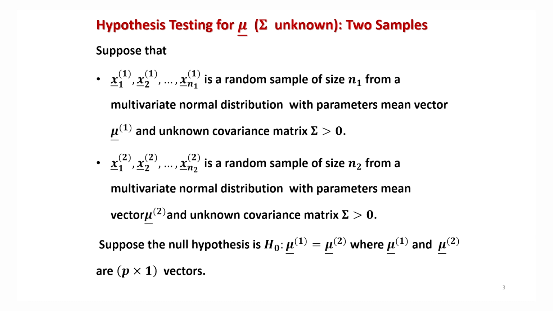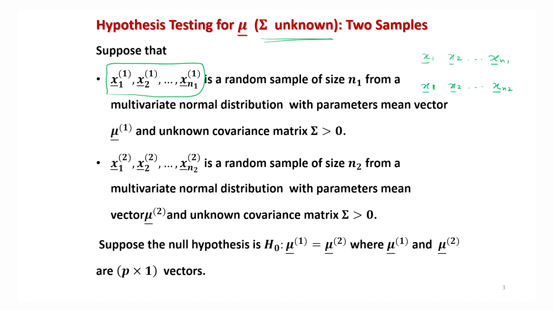Now, we consider the test of hypothesis for the mean vector when sigma is unknown. We are going to develop it exactly on the same lines as we did in the case of a univariate random variable. First, we observe a random sample of size n1. Because I have two samples from two different populations, I am writing the two samples like this, and suppose my second sample is again x1, x2, up to x of size n2.